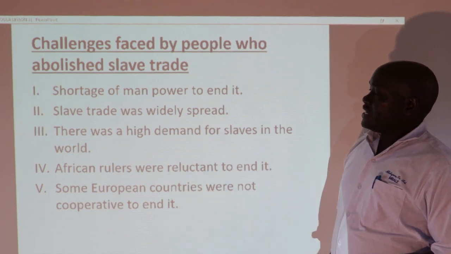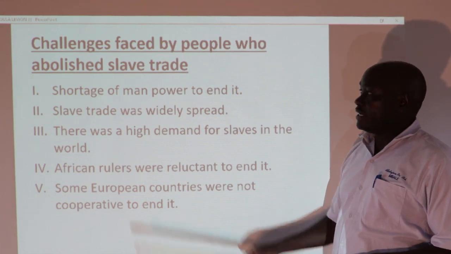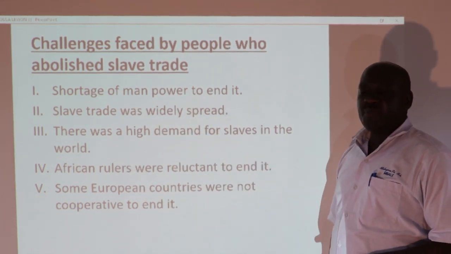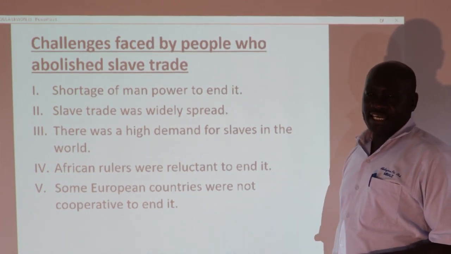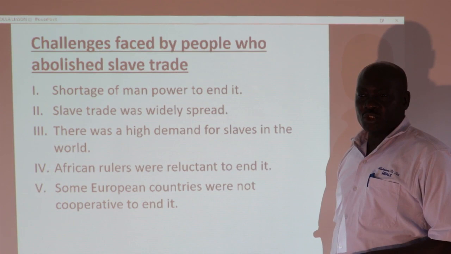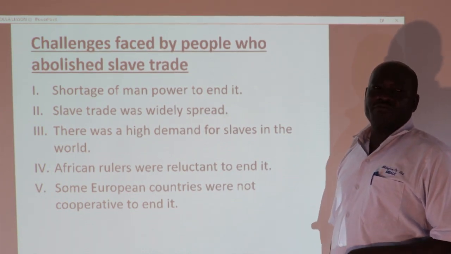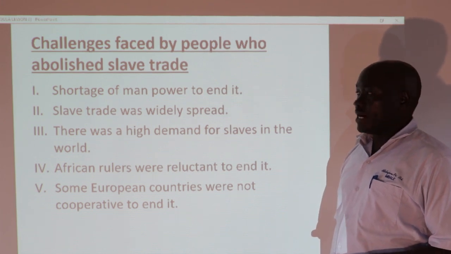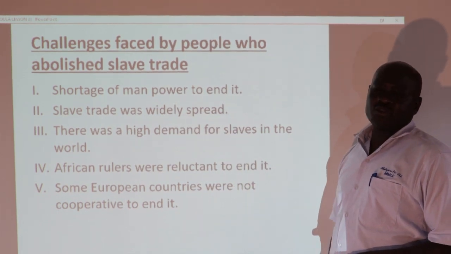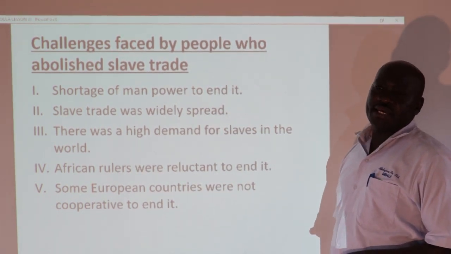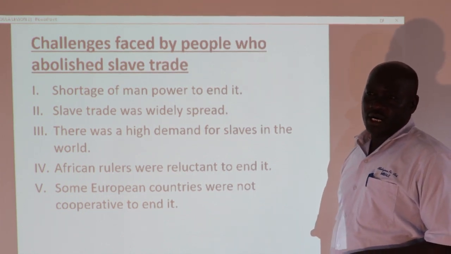So, one of the challenges they faced, they lacked manpower, or there was a shortage of money and power. There were not many to end slave trade. Since the slave trade spread to many parts of the world, it was hard. The people who were employed to end it were very few. So therefore, there was a shortage of manpower. Then slave trade was widely spread. That's why it was hard to end it very fast, because it had occupied very many parts of the world.